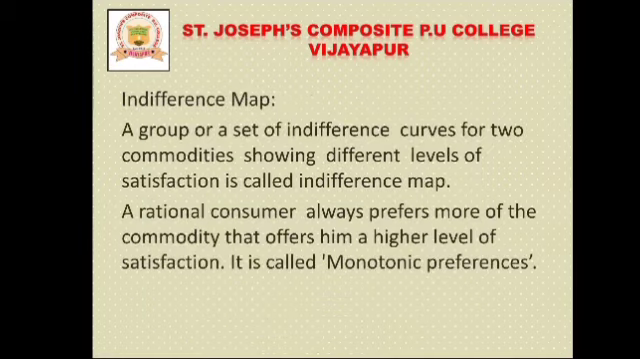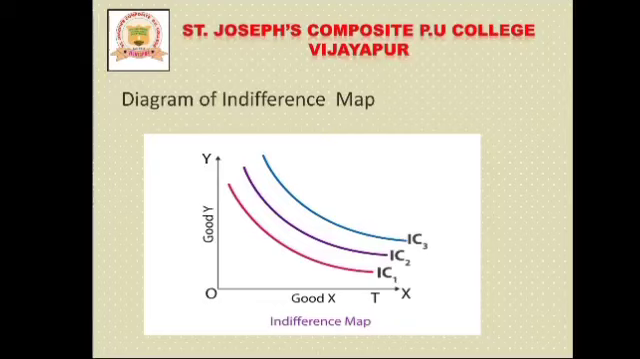Now let me discuss this indifference map with the help of a diagram. Dear students, just observe this diagram here. These are the indifference curves IC1, IC2 and IC3. IC means indifference curve. This is indifference curve 1, IC2 means indifference curve 2, and this is IC3, indifference curve 3, and it continues like that. If there is only a single indifference curve, it is called an indifference curve.